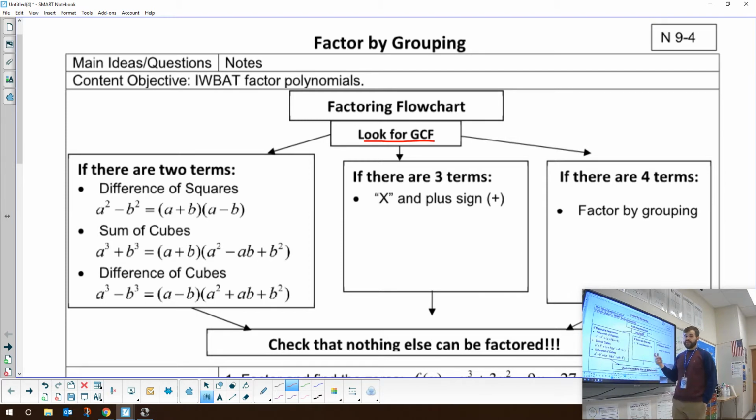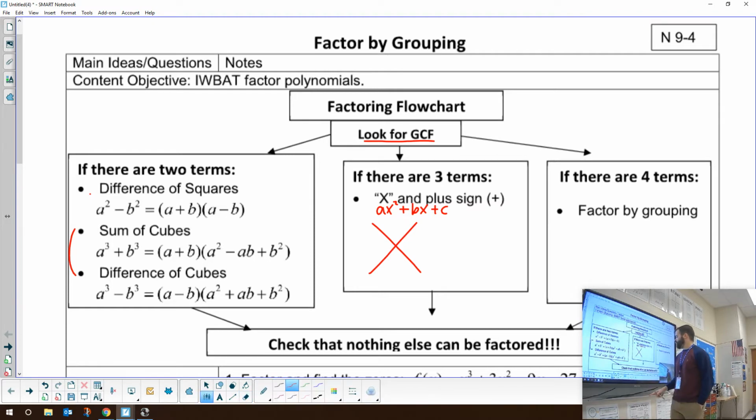And then, if there are two terms like there were yesterday, that's where we can do difference of squares, which is a squared minus b squared, or sum or difference of cubes, which we got to practice yesterday. Now, something we've done in the past, if there are three terms, we can look for the x and the plus sign like this. We draw our x, and remember that is where we have ax squared plus bx plus c, right? That's when we're factoring a trinomial.